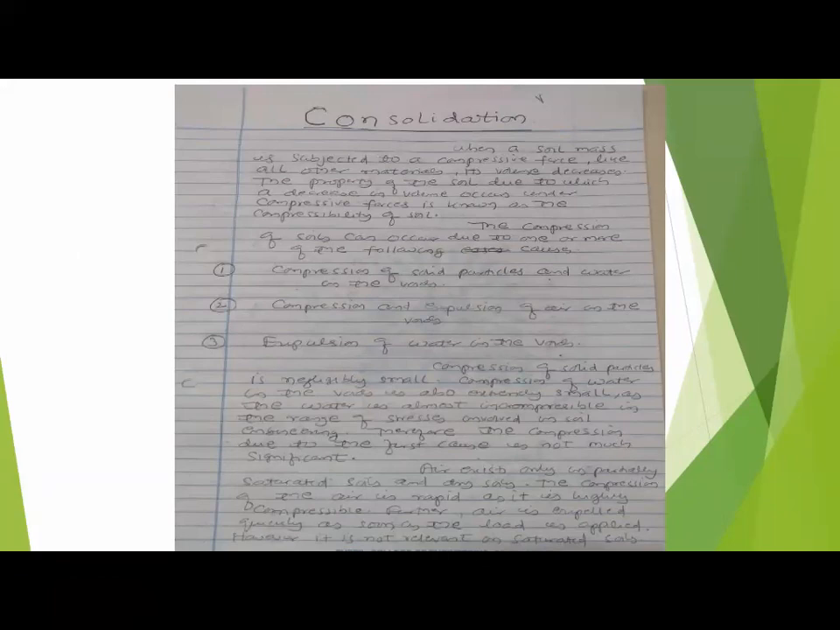If it is clear, I will go for the definition of consolidation. So I will give you 1 minute. Please go through it and try to find if you have any doubts.